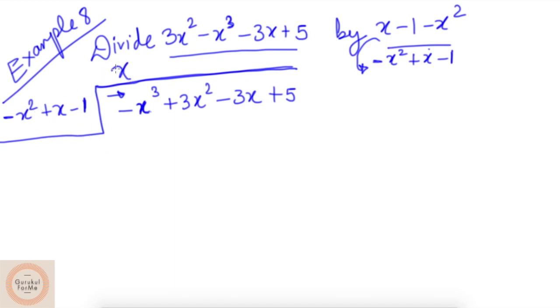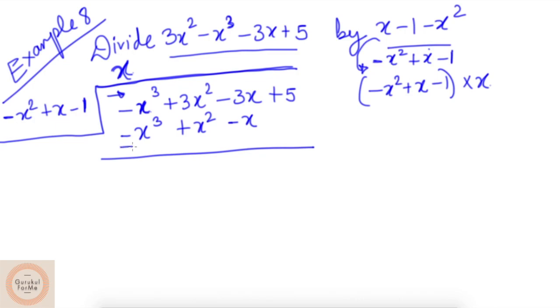Why? Because the moment I multiply the entire divisor, minus x square plus x minus 1, with x, what is the answer here? That will be minus x cube plus x square minus x. Let's subtract. So this becomes plus, this becomes minus, and this becomes plus. This gets cancelled and becomes 0. This becomes 2x square, and minus 3x plus x becomes minus 2x.